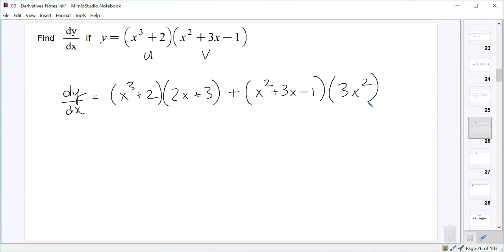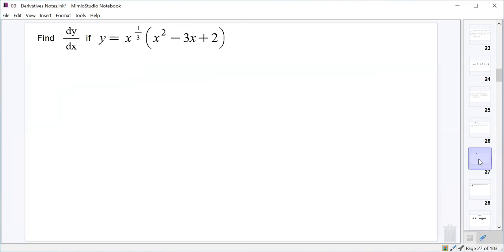And if we want to, we could distribute all these things out and combine the like terms, which might be necessary to get an answer on a multiple choice question. But if you want to leave your answer like this, that's perfectly acceptable. There's nothing wrong with that on the AP test. They don't require you to simplify algebraic expressions. So we'll just leave it like that. And we'll do one more here.